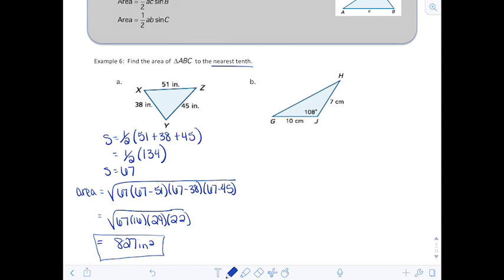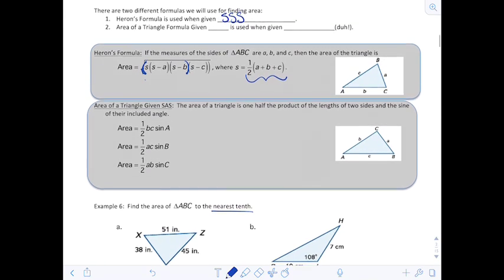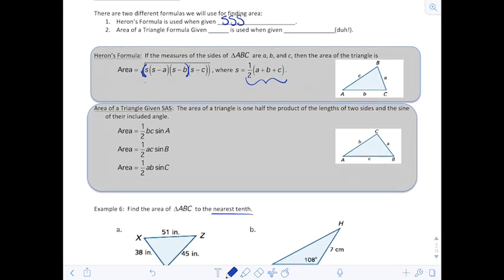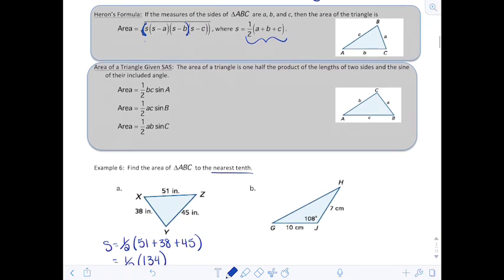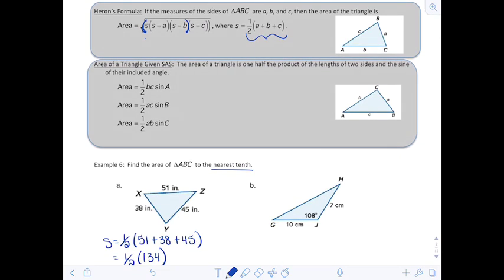Okay. So that's finding the area of an oblique triangle when we have the three sides. Now we're going to look at the other area formula that we have. And this one is just, there's no specific name for it. It's just when we are given side, angle, side. Okay. So again, it looks like three formulas or three algorithms, but it's really not. So the area of the given triangle is half the product of the lengths of the two sides that are given and the sine of their included angle.